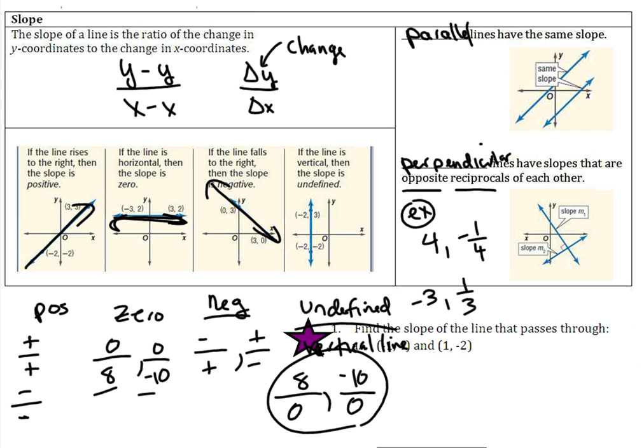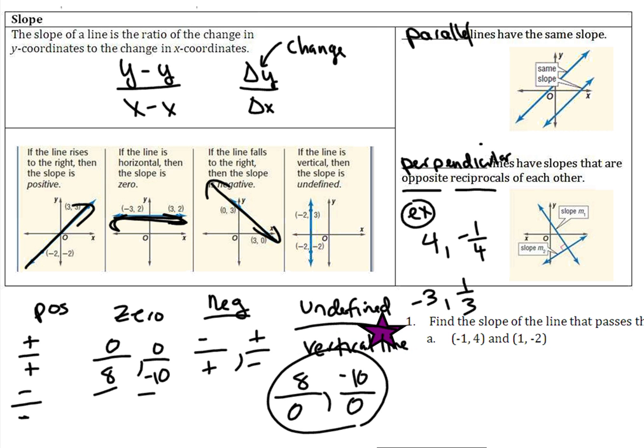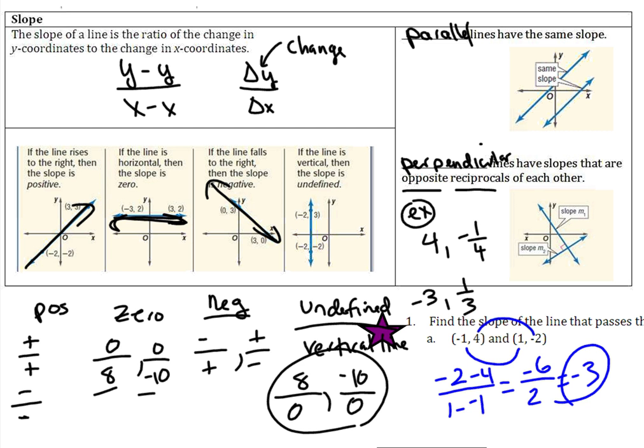So find the slope of the line that passes through negative 1, 4 and 1, negative 2. That's just going to be y minus y over x minus x, so negative 2 minus 4 over 1 minus negative 1. So be very, very careful with signs. That's going to be negative 6 over 2, so a slope of negative 3.